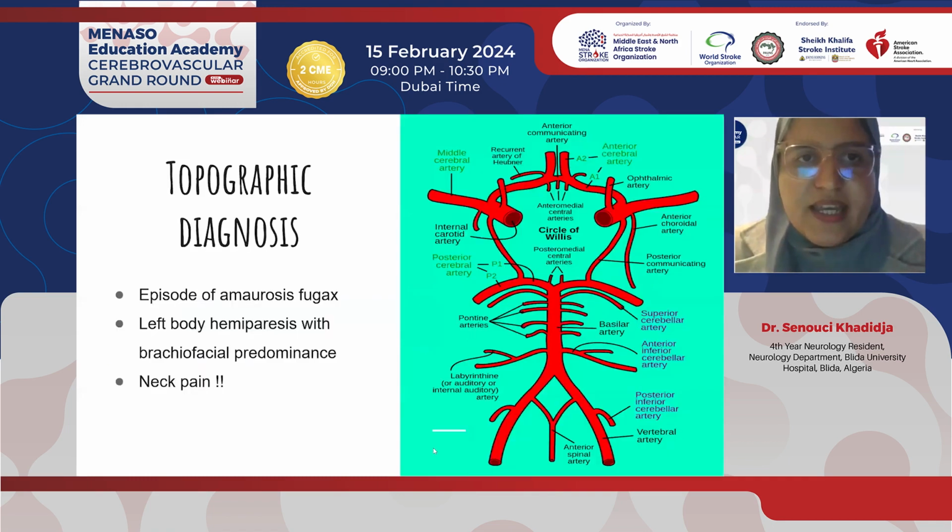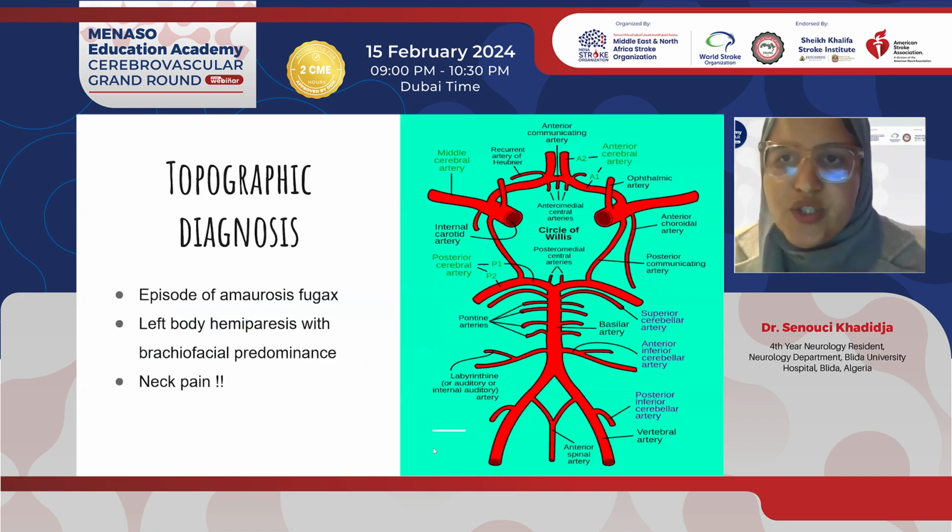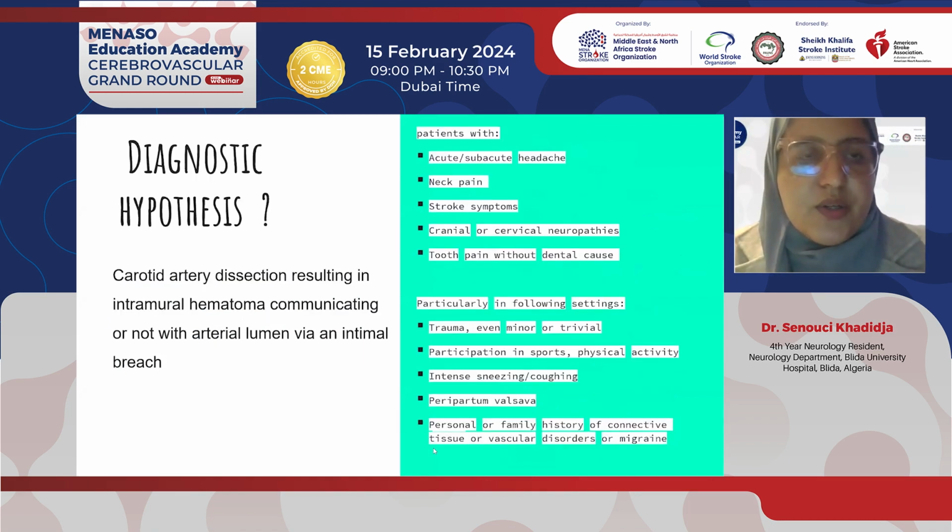So we are going to try and give a diagnosis hypothesis. We have the first episode of amaurosis fugax, which is the total loss of vision in the right eye, which indicates that the patient might have had a retinal artery occlusion. The retinal artery is a branch of the ophthalmic artery, also a branch of the internal carotid artery. Alongside her left hemibody hemiparesis with brachiofacial predominance, that would indicate an MCA occlusion, which is also a branch of the internal carotid artery. Alongside neck pain, this would orient us towards our diagnosis hypothesis, which is carotid artery dissection.